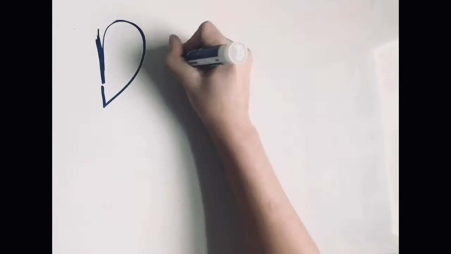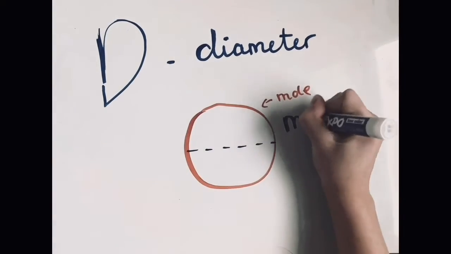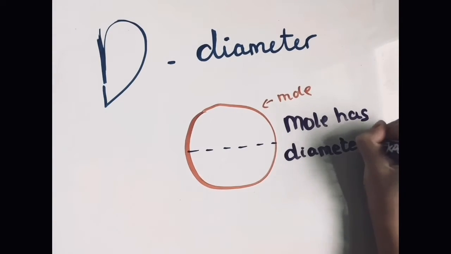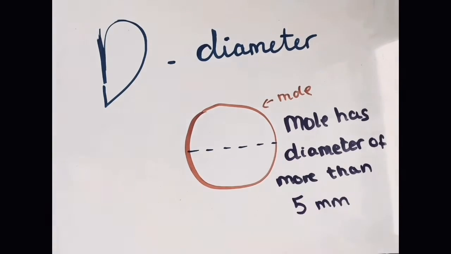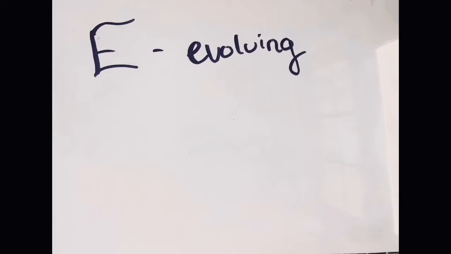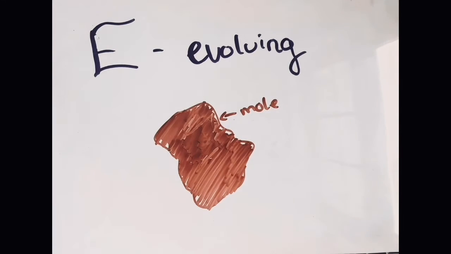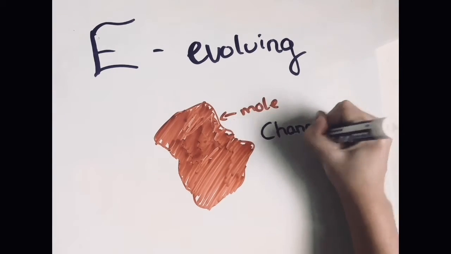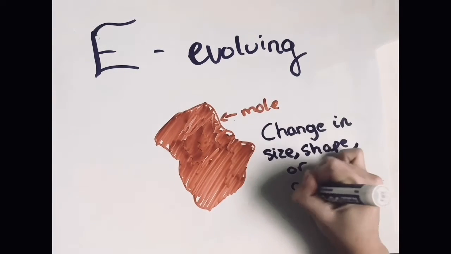D is for diameter. There is a change in size in abnormal moles, usually an increase. Melanomas can be tiny, but moles larger than the size of a pea, approximately larger than 6 millimeters or about 1/4 of an inch, are concerning. Generally, if your mole has a diameter of more than 5 millimeters, it's time to see a doctor. E is for evolving. A sign of an abnormal mole might be the fact that it has changed over the past few weeks or months. This might be a change in size, a change in color, or a different shape.